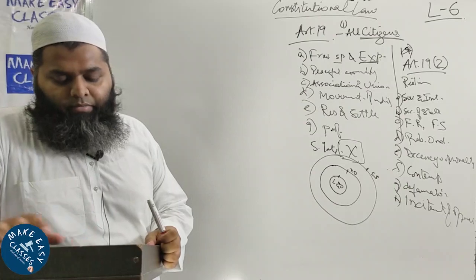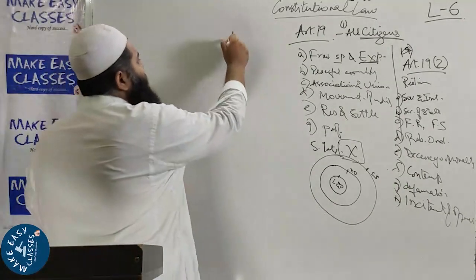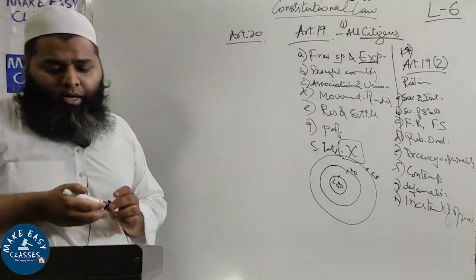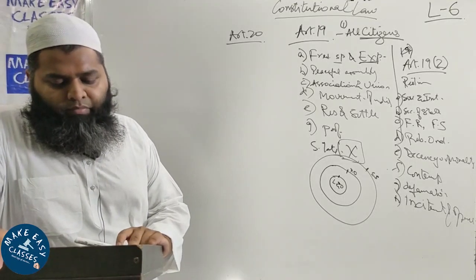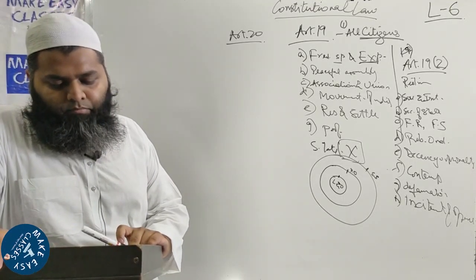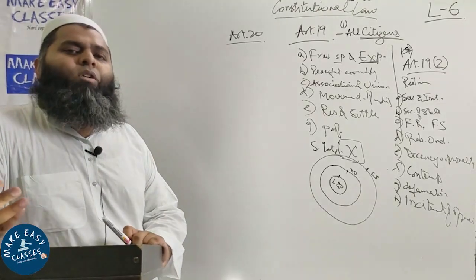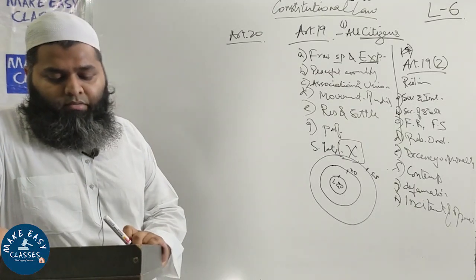Now we'll come to Article 20. Next is Article 20. What does Article 20 say? Article 20 says protection in respect of conviction of offences. ये प्रोटेक्शन दे रखा है ऑफेंसेस में जो कन्विक्शन होंगे उनसे मुताल्लिक़. So there are 3 sub clauses.